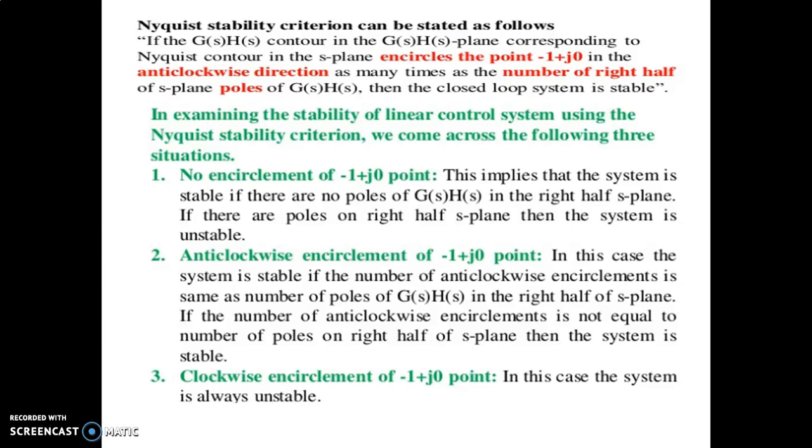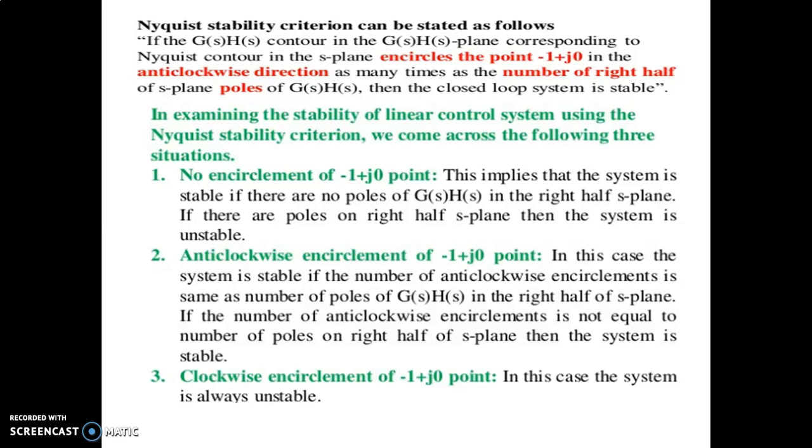So, we come across the following three situations. First, no encirclement of the -1 plus j0 point. This implies that the system is stable if there are no poles of G of s into H of s in the right half of the s-plane. If there are poles in the right half of the s-plane, then the system is unstable. That is the first situation.